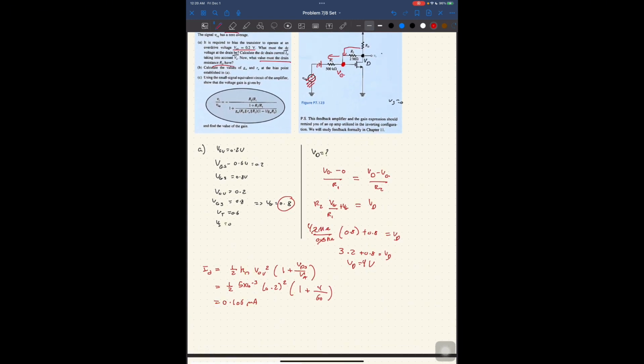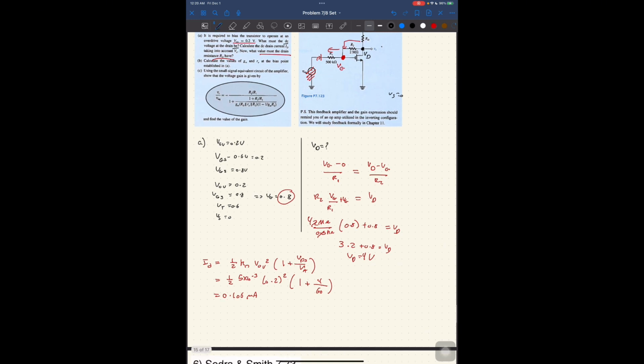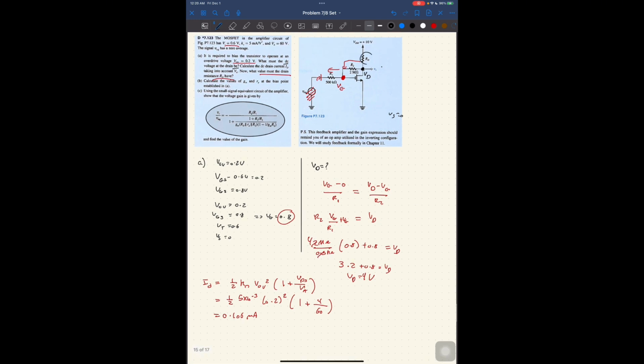Now, what value must the drain resistance RD have? So, what value does RD have? I take it VDD minus VD over RD should equal ID, would be my train of thought. But to be certain, let us do a nodal at VD.